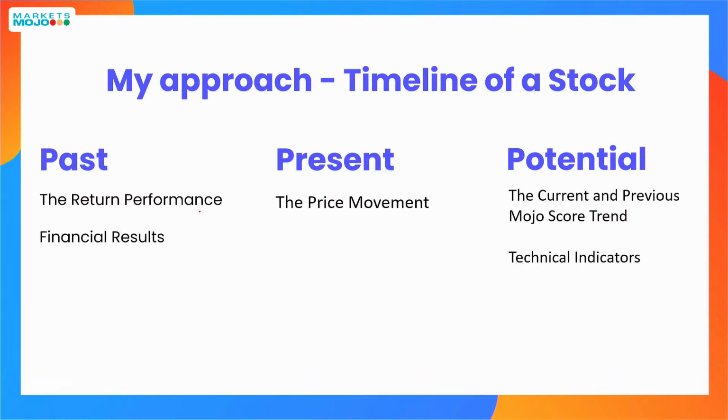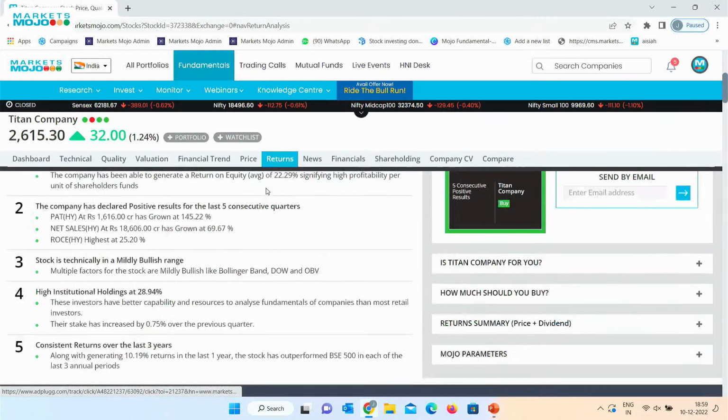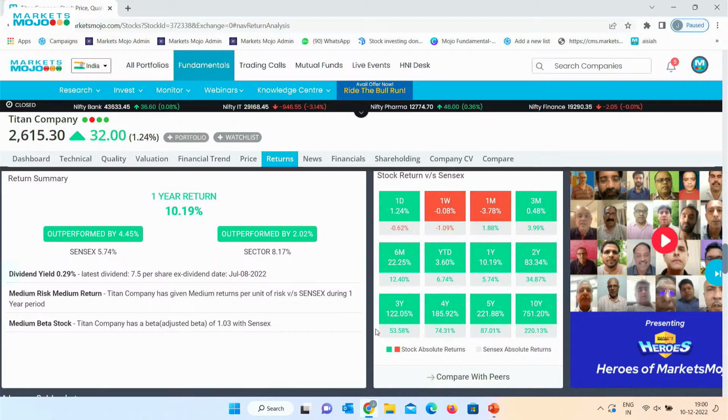The first one is past. Let's look at the returns. You can simply click on returns. And this first card over here will actually tell you what has been the past performance. If you see here, 1 year it's given 10%, whereas Sensex has given 5%, outperformed. Okay, 6 months also it is outperformed. Even this first card over here tells you, in 1 year it is outperformed Sensex and also outperformed the sector.